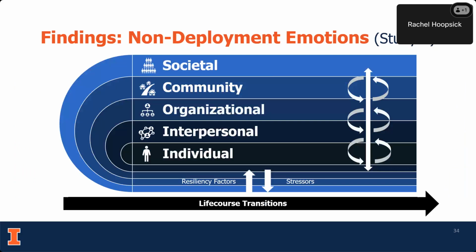So this initial validation of our novel measure of non-deployment emotions was important because it demonstrates that soldiers' emotions related to never having been deployed, which are shaped by individual, interpersonal, and organizational factors, are associated with a range of mental health symptoms, which may partly explain why some service members who never experienced deployment are affected with problems with their mental health.